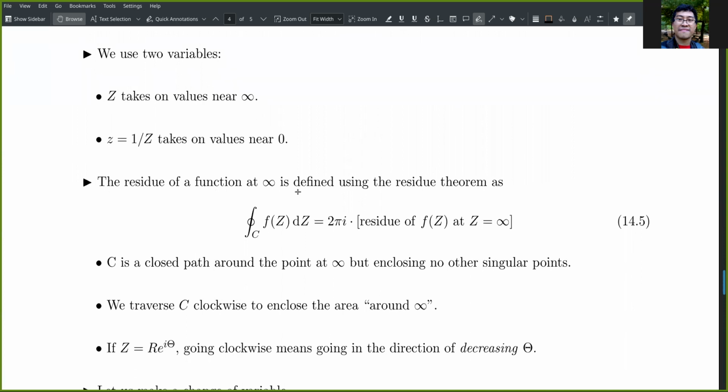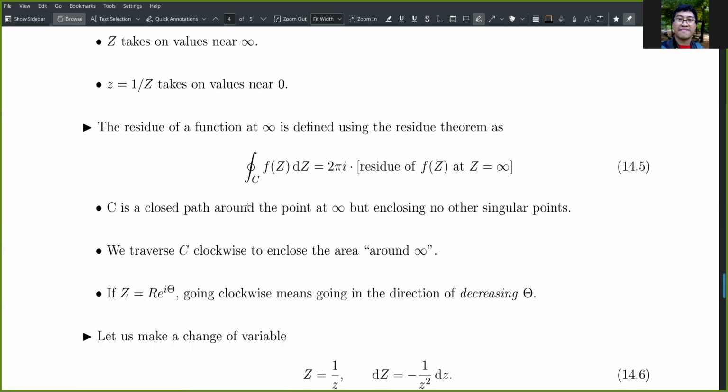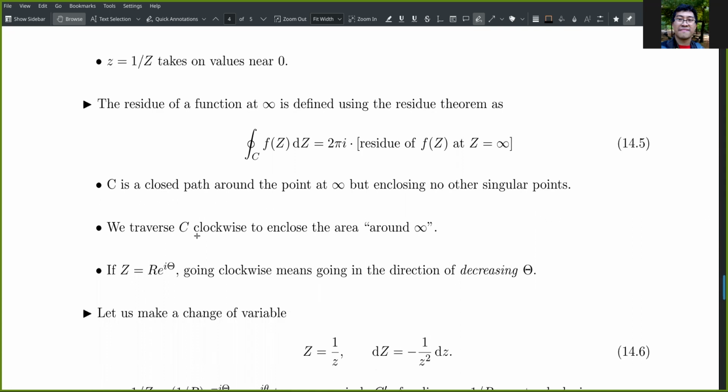The residue at infinity is defined using the residue theorem. So if you have this formula, this equation, equals 2 pi i times the residue at z equals infinity. So this is what we need to find. If you can evaluate this, we can find the residue. C is a closed path around a point at infinity, but enclosing no other singular points. Here we traverse C counterclockwise to enclose the area around infinity. Just to be clear, this is both x and y. Infinity is somewhere far. If this is our contour, that's our C.